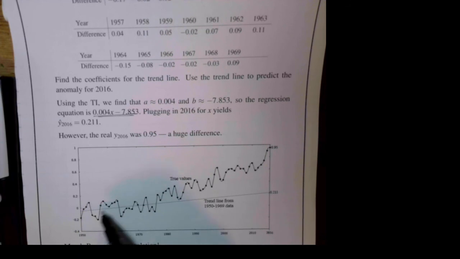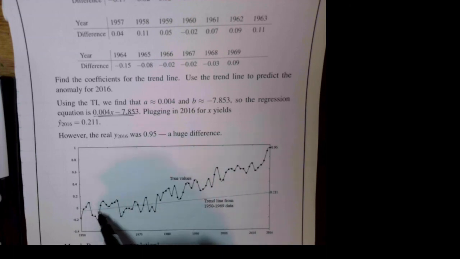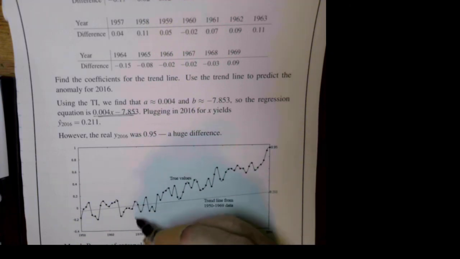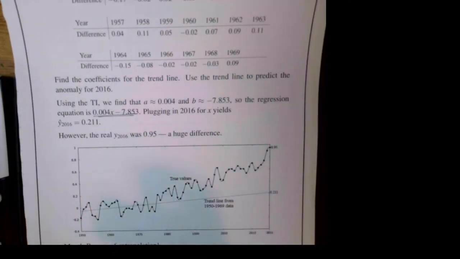Here is the picture of the data with the squiggles going through it. And here's the trend line that tracks the data between 1950 and 1969. 1969 would be about right there. It does track the data pretty well between those years. The data is certainly not on the line, but it's not far from it. You can see that it's just increasing slightly.